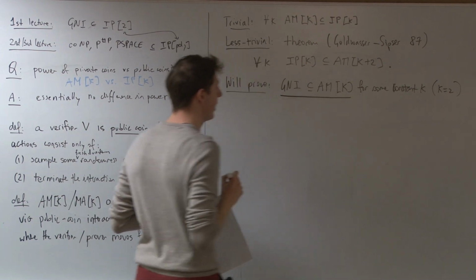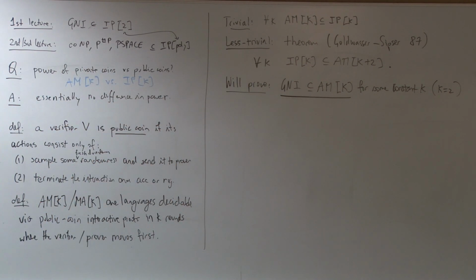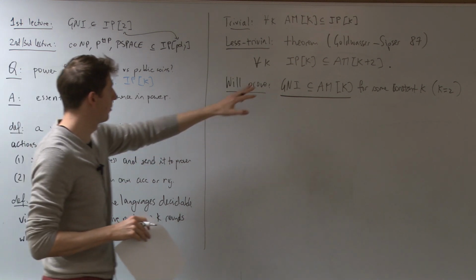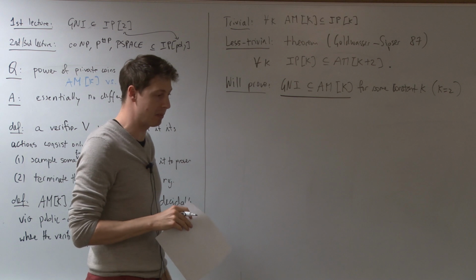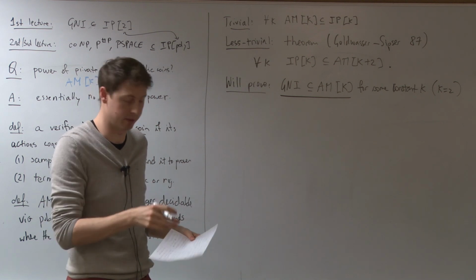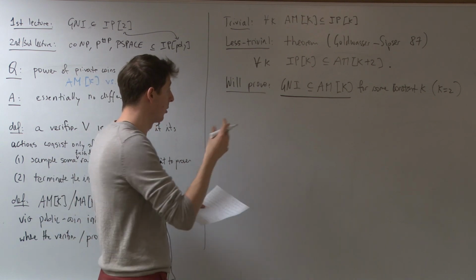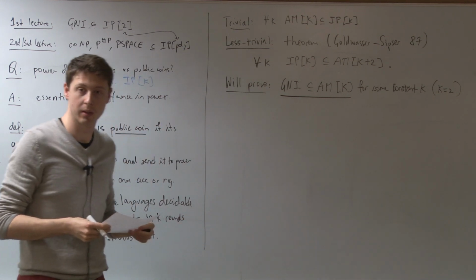We're going to construct a public coin protocol for graph non-isomorphism. And this special case has inside it most of the intuition that goes towards proving the whole theorem. I'll link the paper from the website if you want to look at how the whole proof goes. Questions so far?